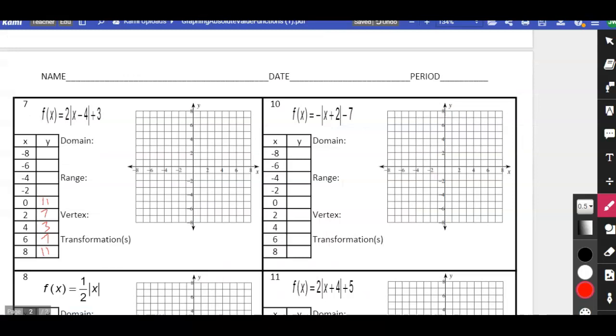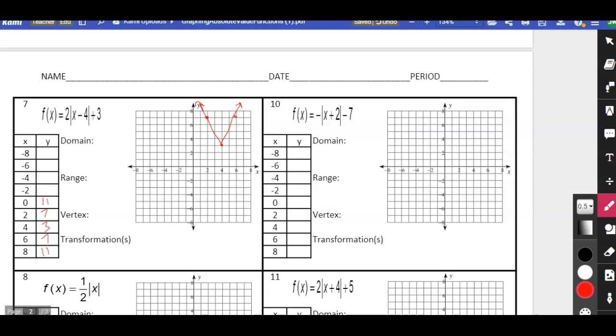So I come back here, and I can plot a couple of these points. 2, 7, I should see your dots if you're following directions. 4, 3, and then 6, 7. Okay, so if you follow directions on the video, don't have to worry about that.